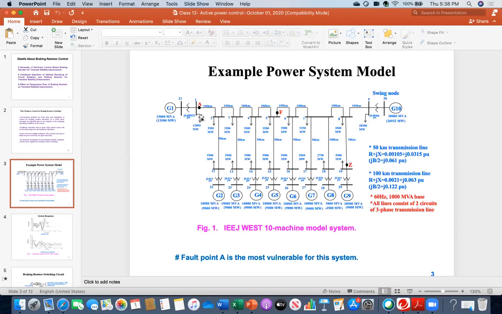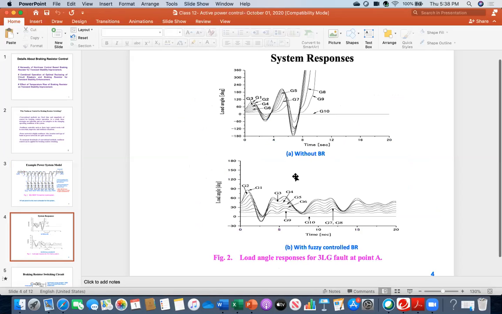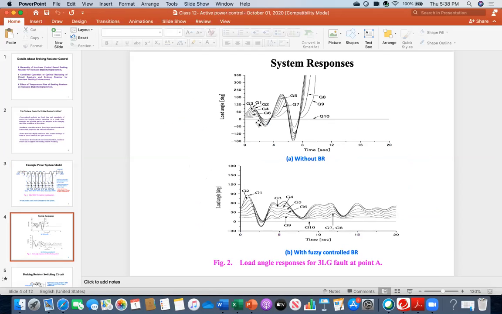So therefore, why am I saying this, and what is the meaning of most vulnerable? Just look at the picture here. System responses. On this axis is the time, and on this axis the load angle. This is one of the simulation results, and without braking resistor means no braking resistor was connected. This means there is no transient stability control in that network, and then just the load angle was plotted.